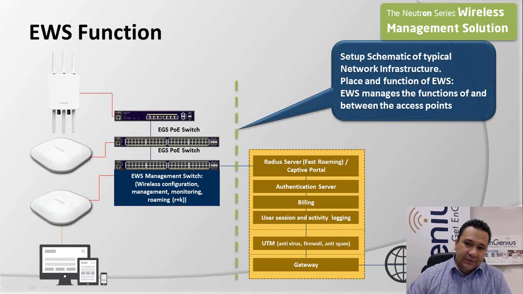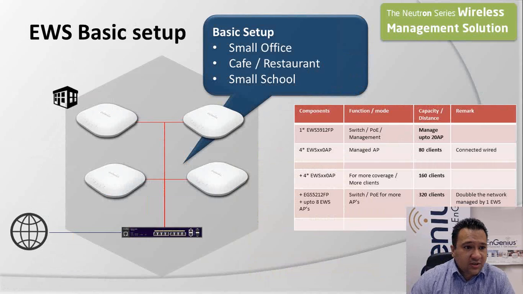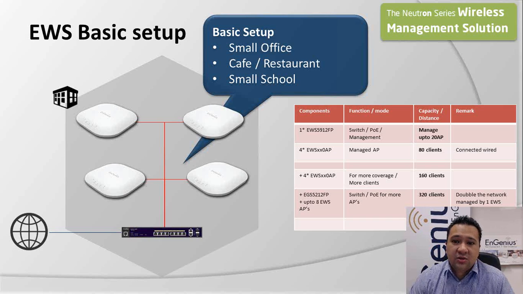Well, if we realize that this is the function of the EWS, we can go through the next step. I will show you a basic setup of the EWS function, the EWS setup. First of all, I would recommend to use EWS solution starting from four access points. For a smaller deployment, I would recommend to use a standalone setup. Maybe you can use WS. That's also some other presentation. But in this slide, I would like to show you the components to start with.